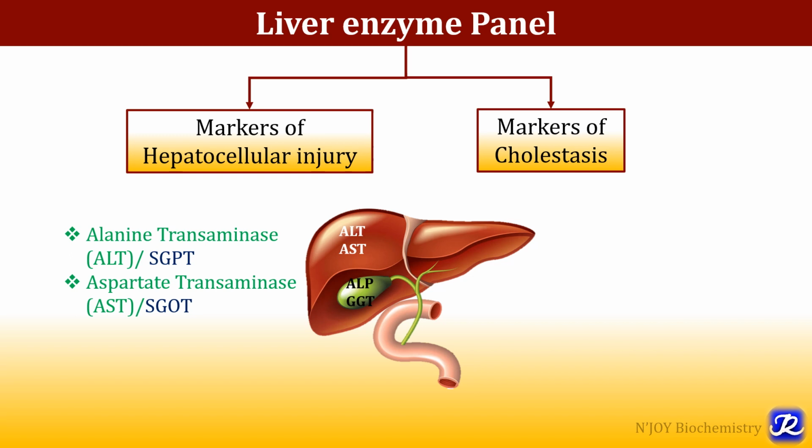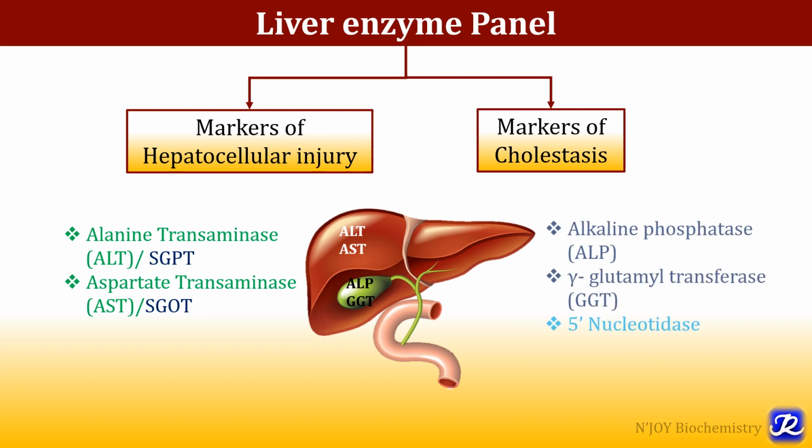So these are the markers of hepatocellular injury. Whenever there is damage to the hepatocytes, these enzyme levels will be increased. Now which are the markers of cholestasis? Cholestasis is due to obstruction to the bile flow, so there is a stasis of bile. The markers are alkaline phosphatase, gamma glutamyl transferase, and 5-nucleotidase. These are the liver enzymes included in the liver function test.